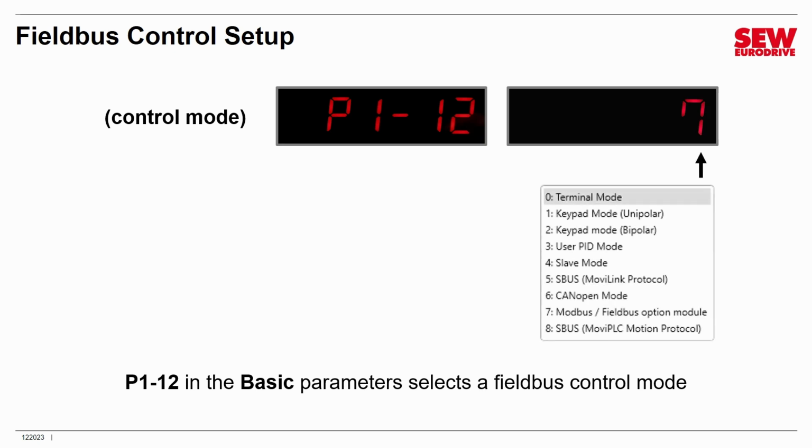In this case, we're setting it up for Fieldbus mode, and when you're using a Fieldbus card, you need to pick option 7, which is Modbus/Fieldbus option module, and that, of course, is what you're talking about, the Fieldbus option module. So pick option 7, and you're good to go. You don't have to set anything else in the MOVITRAC LTP-B.